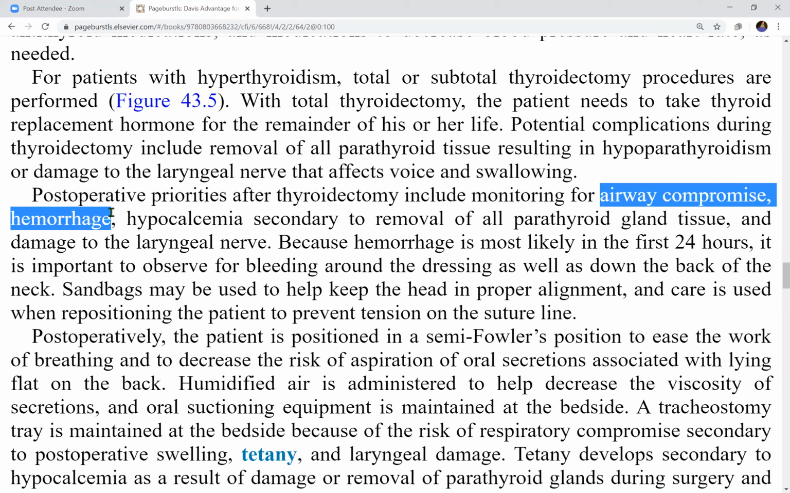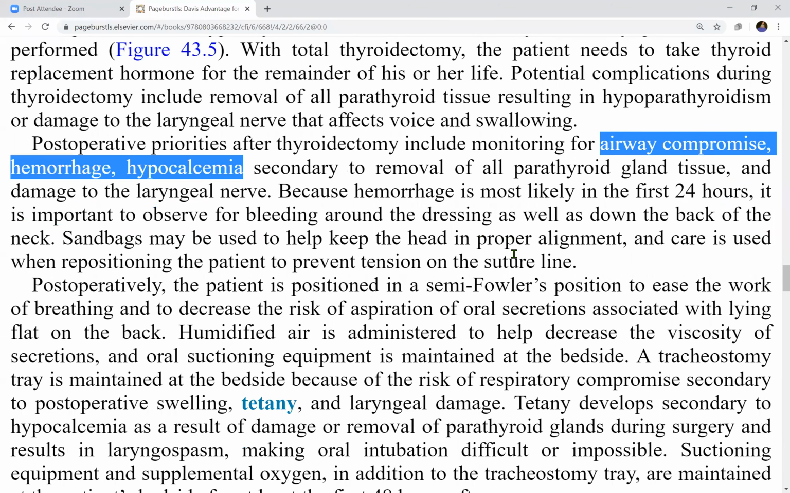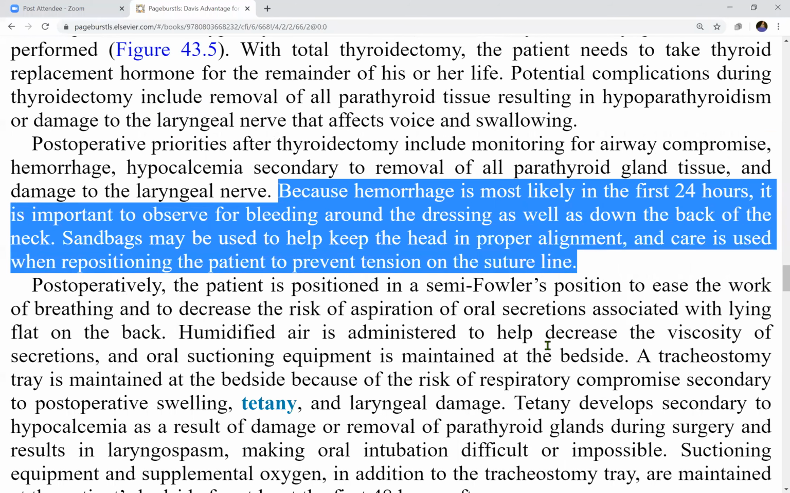Hemorrhage is possible, although we took care before surgery to make sure that doesn't happen, but it could potentially still happen. Hypocalcemia because of the parathyroid damage. This is a common post-op activity, and any textbook will say the same thing. You always check for bleeding, not only in the dressing itself, but on the back of the neck, because the patient's position post-op will be Fowler's. Therefore, by gravity, blood will always drain toward the back, so you won't see the blood on the dressing itself.